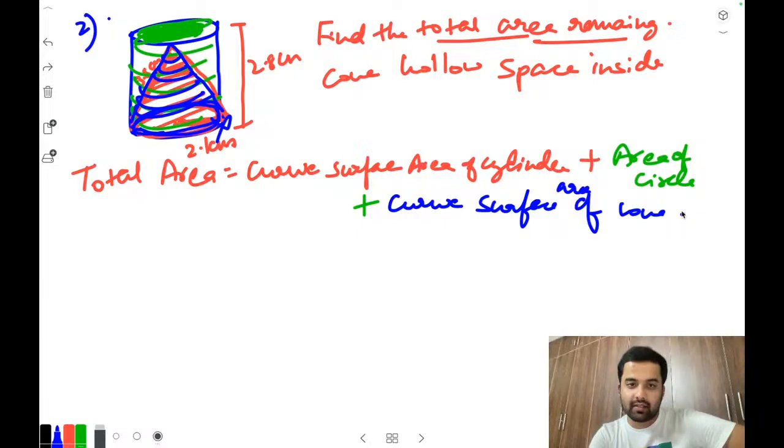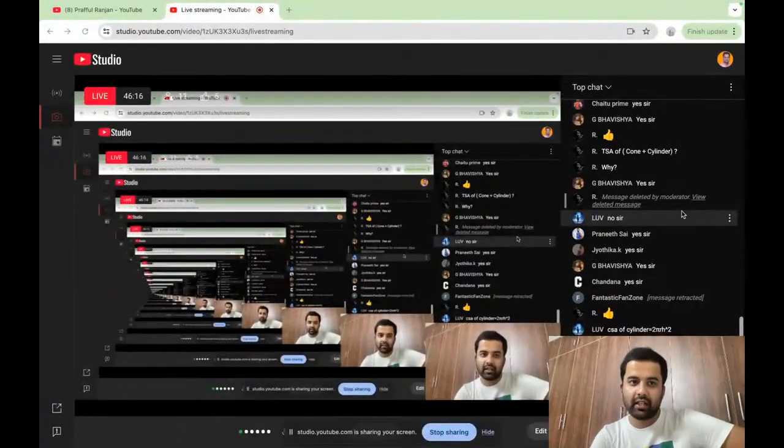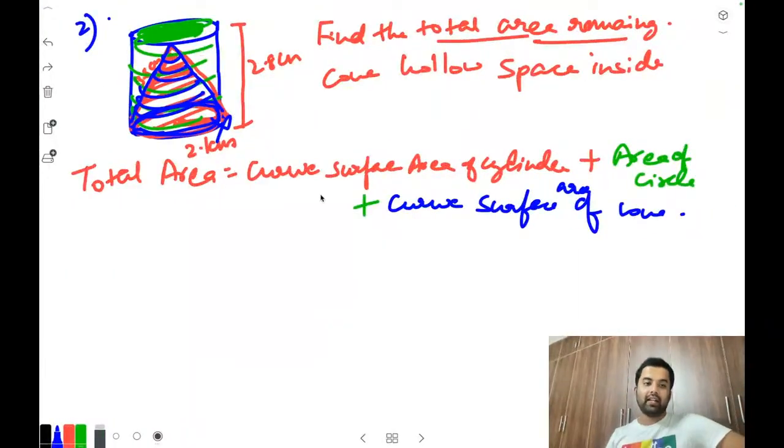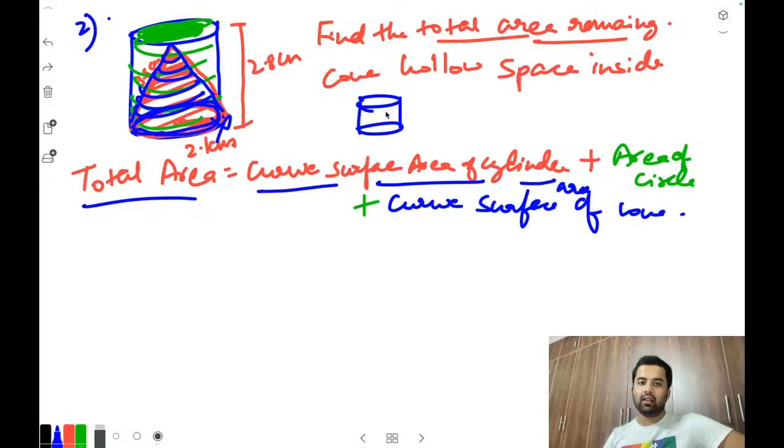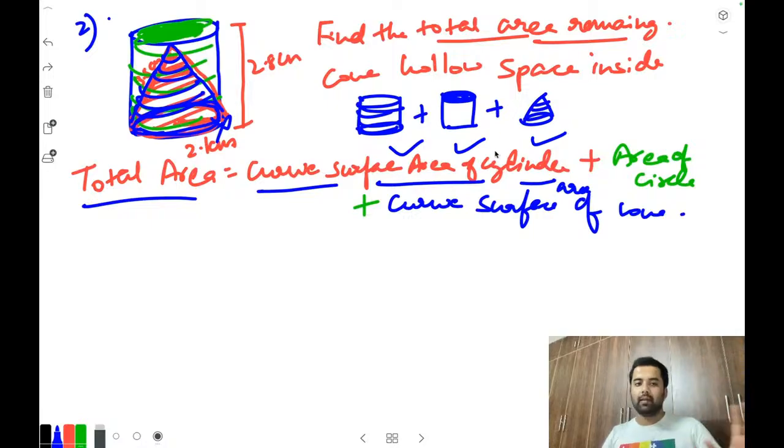Can you imagine this, boys and girls? Can you imagine what we did here? For finding total area, first the curved surface area of cylinder. Okay, first one done. Let me draw it separately. First, we figure out the side part. Then next, what we did? The top part. Next, what we did? Only the side part of this cone. That we did. By the help of this, we can figure out the total area remaining.